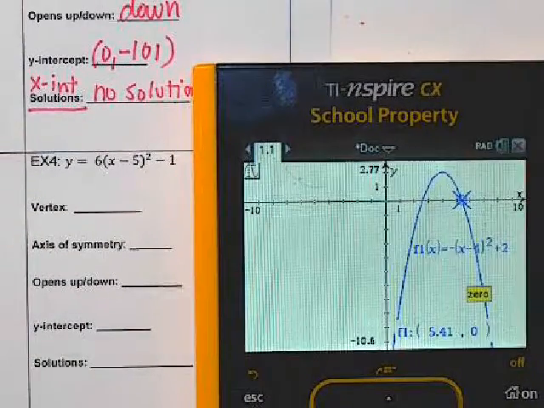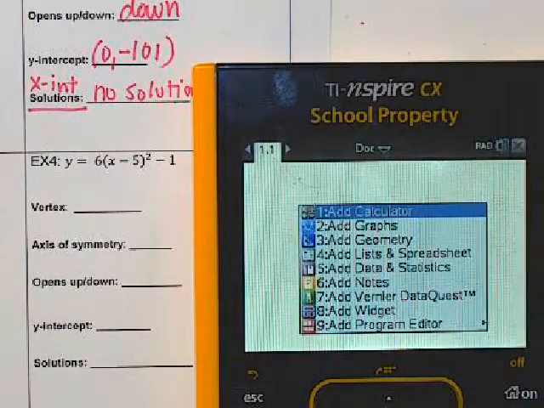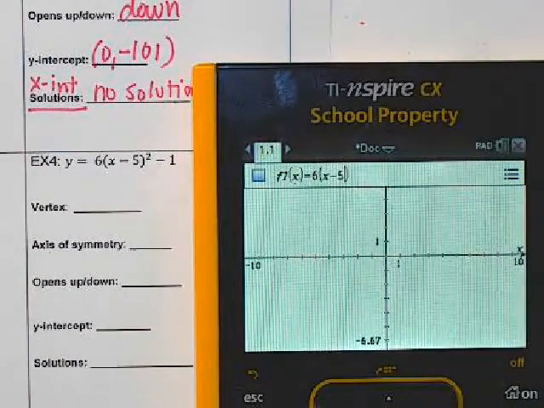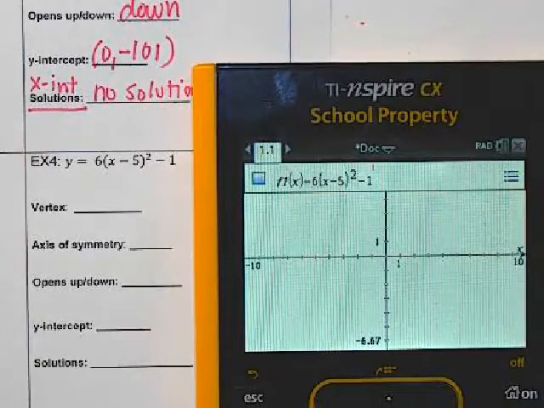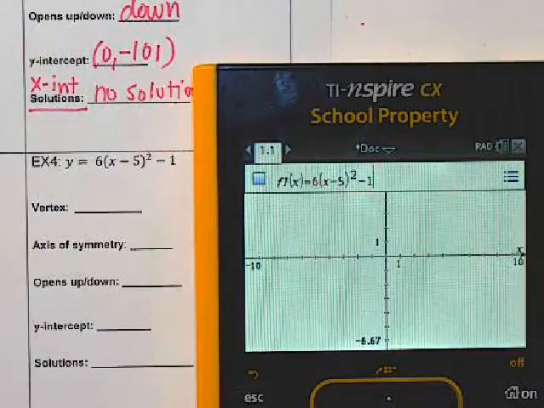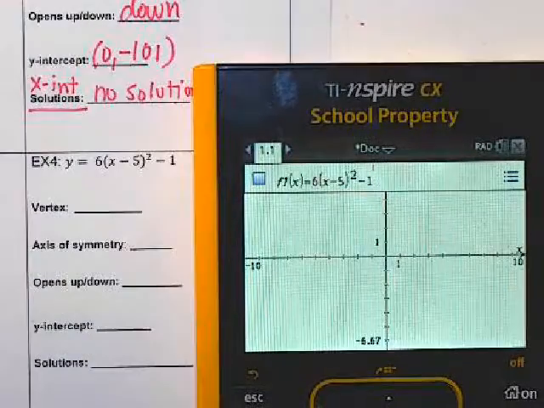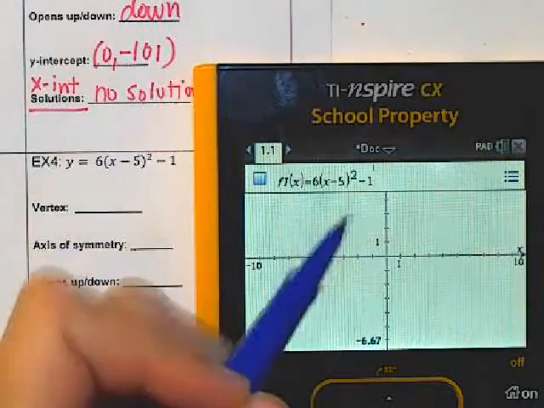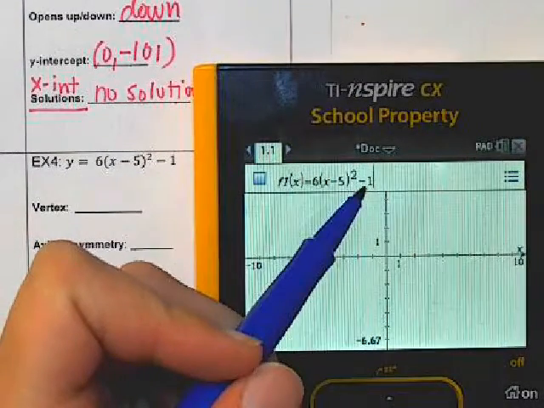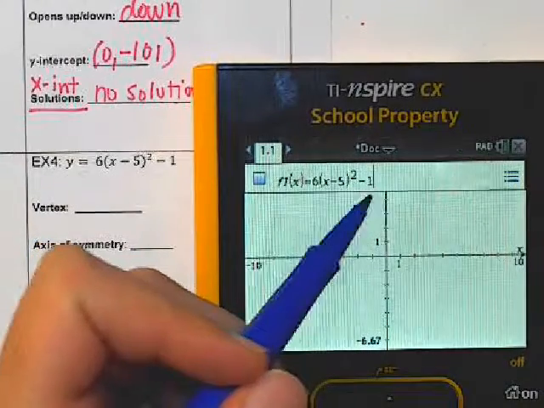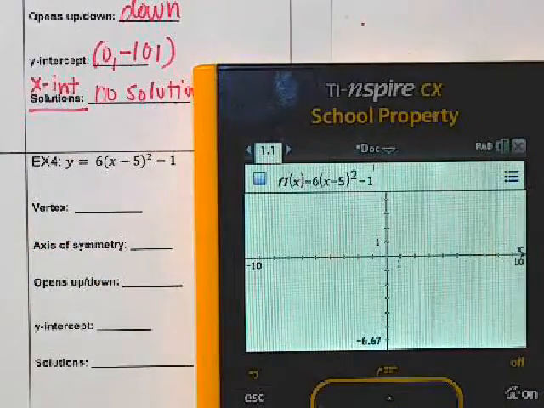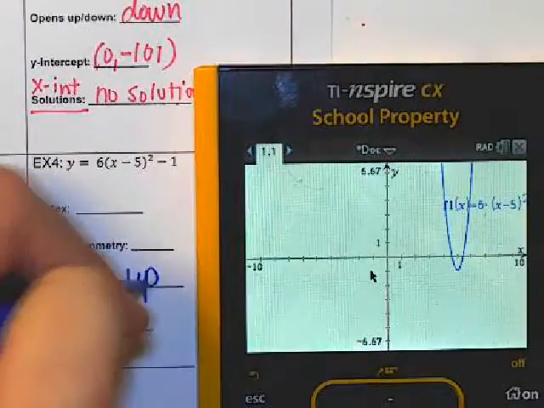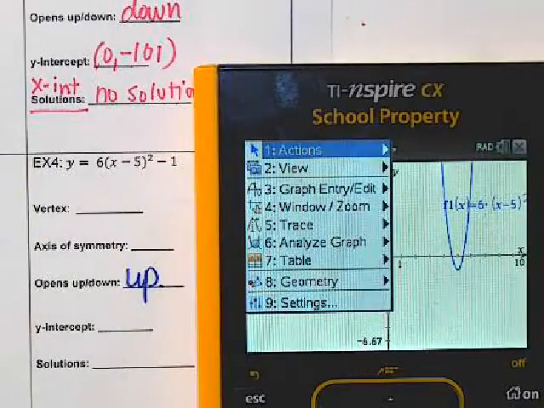All right. New graph. Plug it in exactly how it looks. Make sure that's a -1 back there. If you hit -1 wrong, it's going to be wrong. Okay, opens up or down? Up. Then turn your trace on to answer the rest.